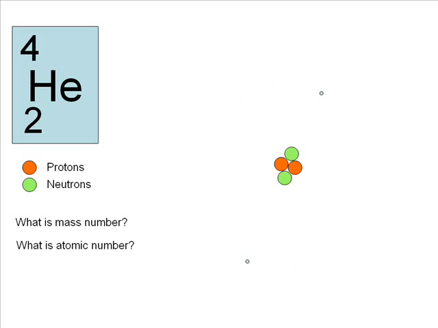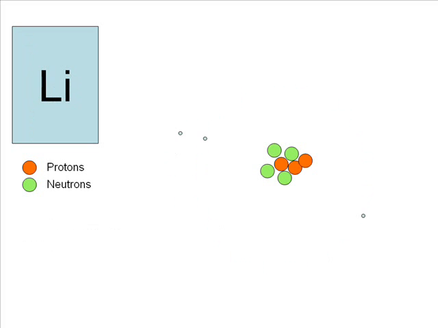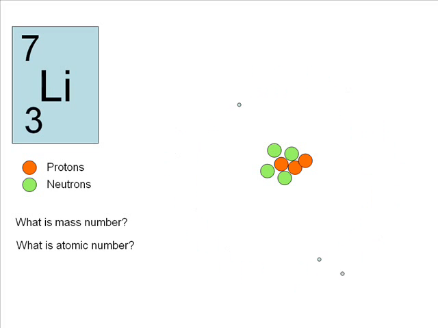Once again, notice we've got 2 electrons and 2 protons. So the proton number is always equal to the electron number. Lithium. In this case, the mass number of lithium will be 7. Remember, it's the total number of nucleons inside the nucleus. The atomic number will be 3. Notice we've got 3 electrons orbiting the nucleus. That's because we've got 3 protons.